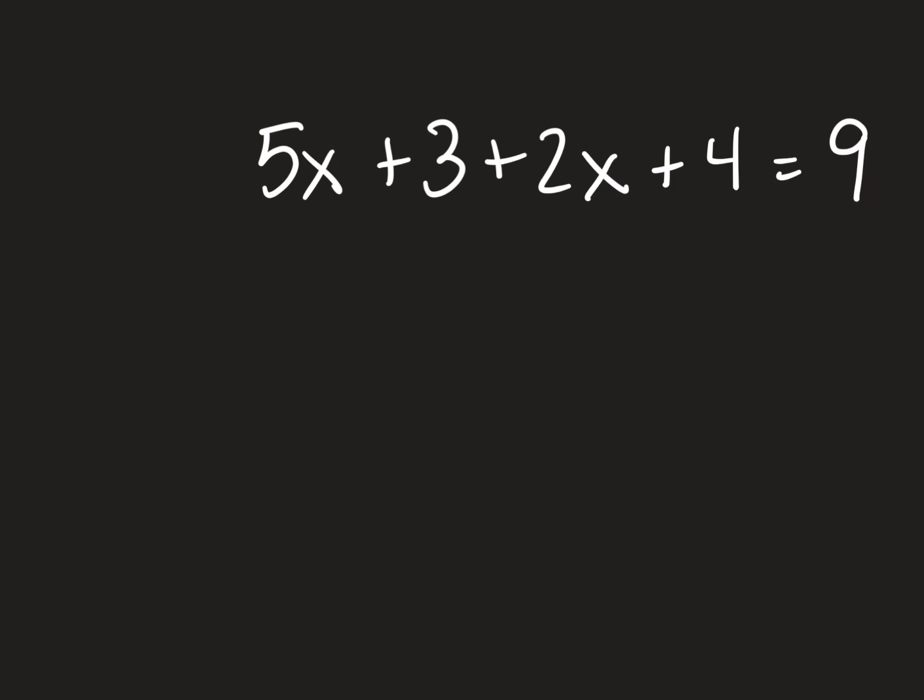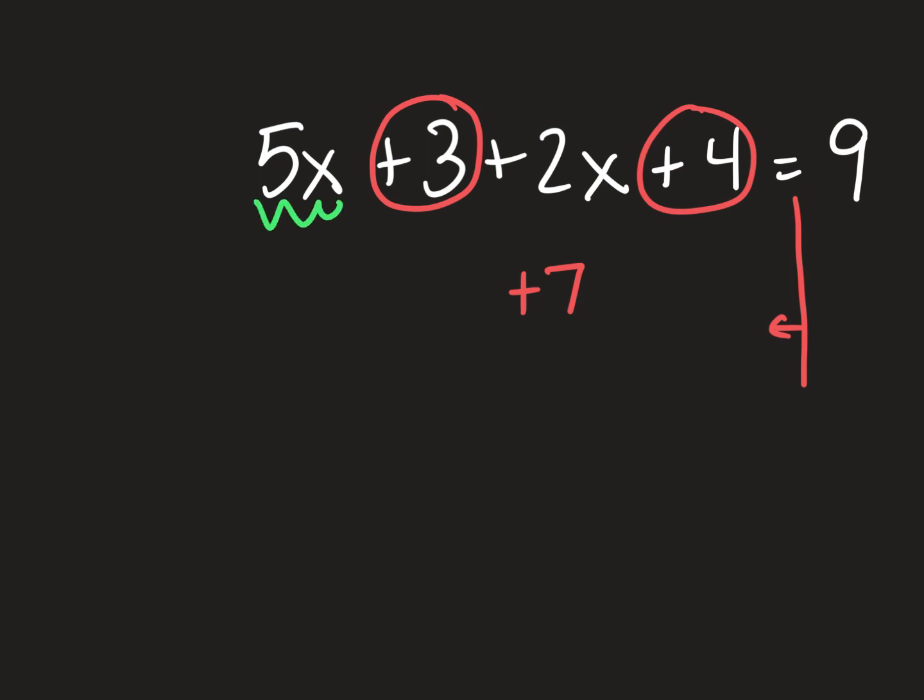Let's look at an example. In this example, we have two constants that we can combine. We have the +3 and the +4, and we're going to combine those to be 7 since they are on the same side of the equal sign. I also have coefficients 5 and 2 with the same variable x, so I can combine those to be 7x.